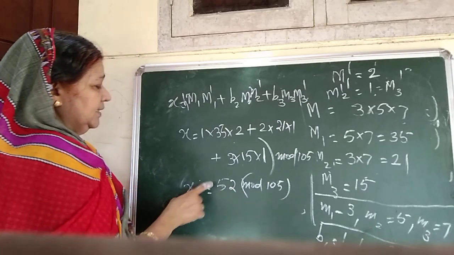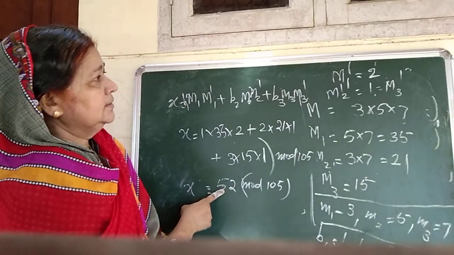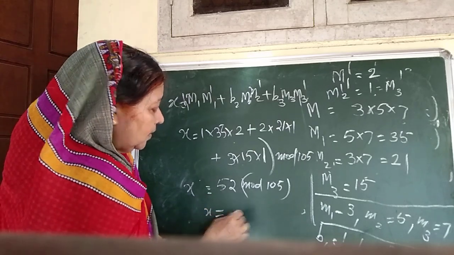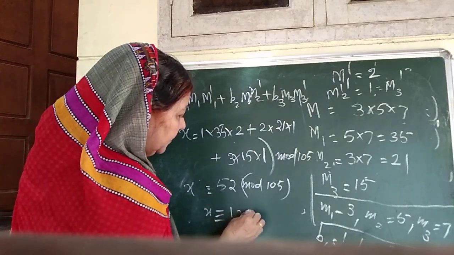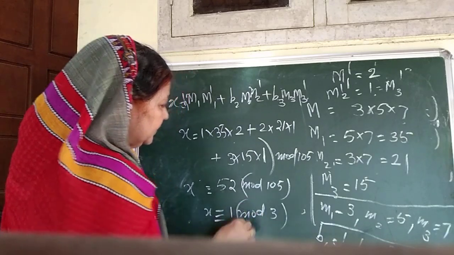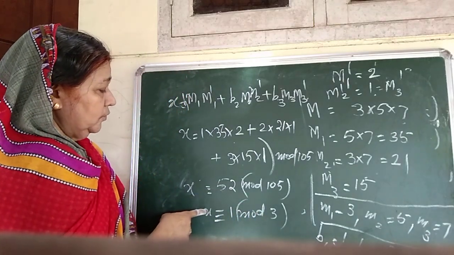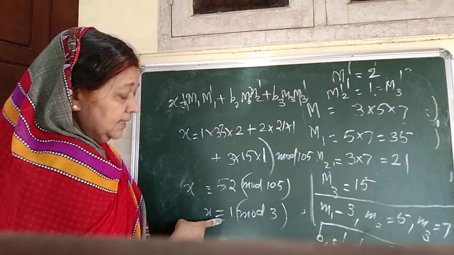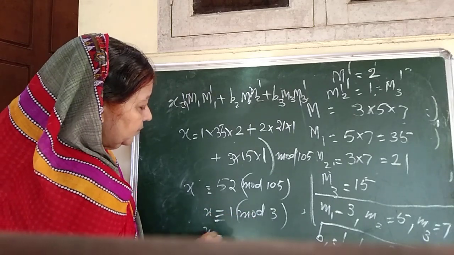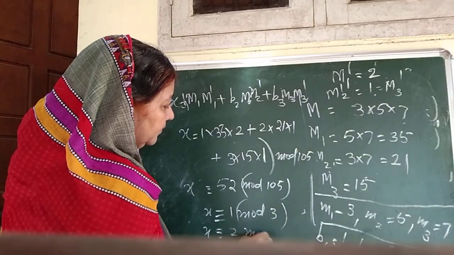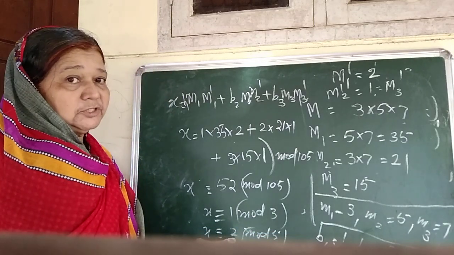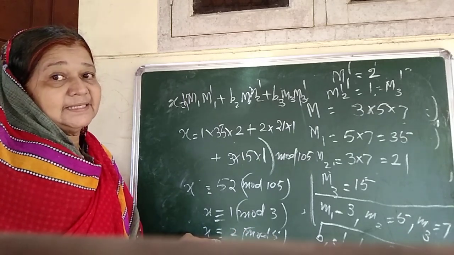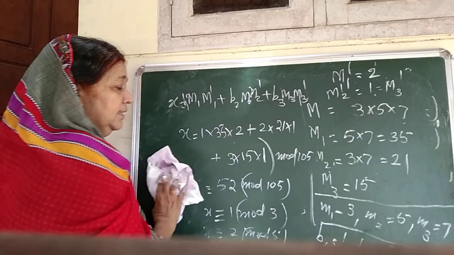You can see that this value satisfies all three equations. x is congruent to 1 mod 3: you see that 52 minus 1, that is 51, is a multiple of 3. Similarly, we can see that x is congruent to 2 mod 5: 52 minus 2, that is 50, is a multiple of 5. Similarly, 52 minus 3, that is 49, is a multiple of 7.